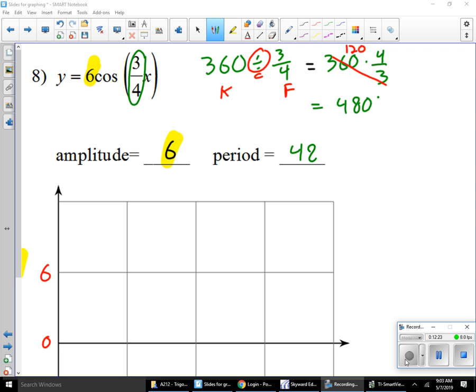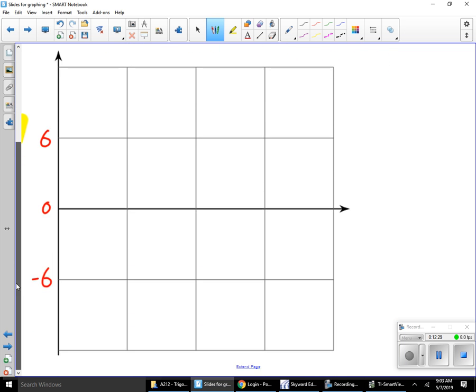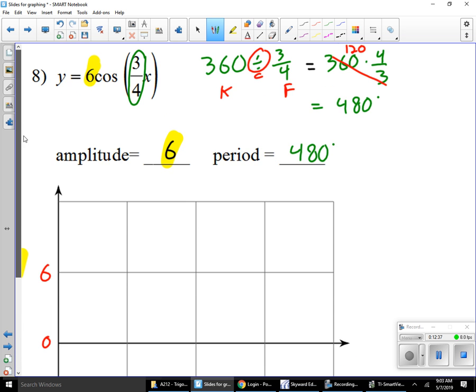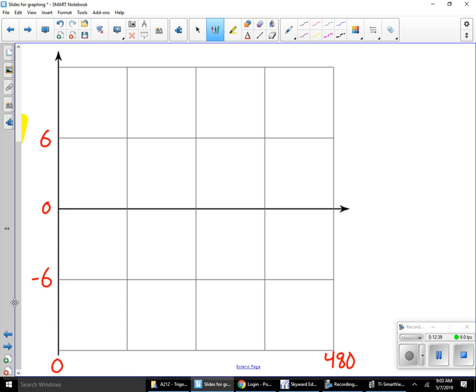Again, if you're not as comfortable with the fraction arithmetic, feel free to go ahead and use your calculator. This is why we hand them to you. They are helpful for that fraction math. So between 0 and 480, this was a cosine graph, so it will complete a complete cycle from the high down to the mid, all the way to the low, back to mid, and finishing at high.